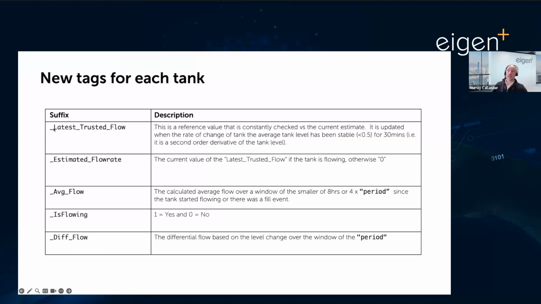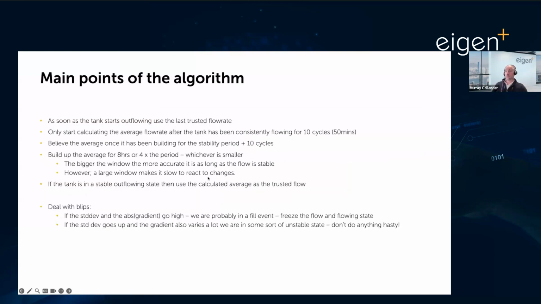And we've also got these new outputs. So we write this data back into tags so we can trend it. And you saw that earlier when I pulled it up with Marguerite. We're writing both the estimated flow plus the average flow. And we can calculate a difference flow, which is the instantaneous as well. So there's a few points that have helped us smooth out some of the blips.